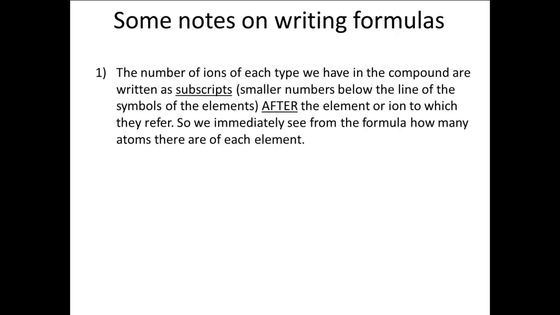Some notes on writing the formulas of ionic compounds. Number 1, the number of ions of each type we have in the compound are written as subscripts, smaller numbers below the line of the symbols of the elements, after the element or ion to which they refer. So we immediately see from the formula how many atoms there are of each element.